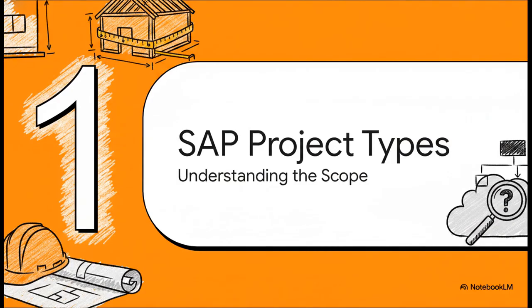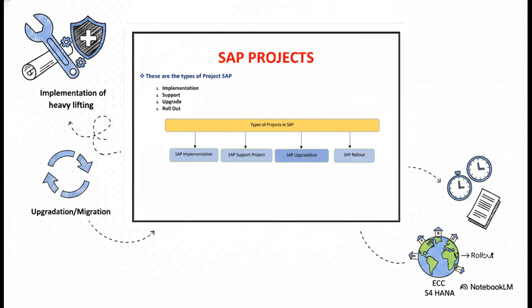Section 1. Understanding SAP project types. All right, so let's take a look at this structural breakdown. There are basically 4 primary types of SAP projects. First up is the standard implementation. This is where you map and design client requirements into SAP for the very first time. And honestly, this heavy lifting usually takes anywhere from 6 to 24 months, depending on how big the company is.